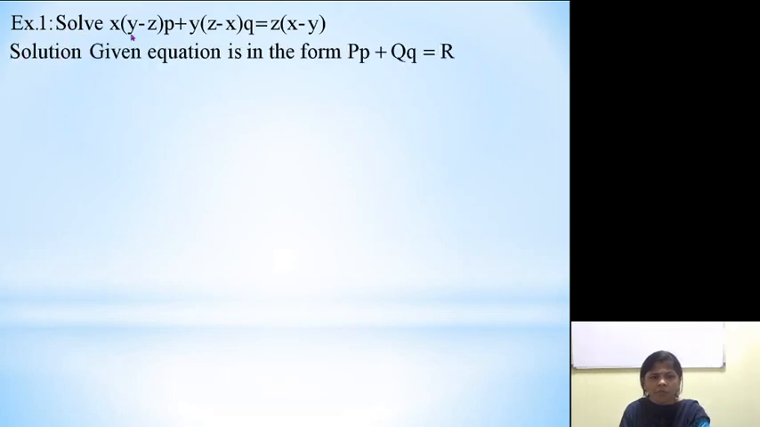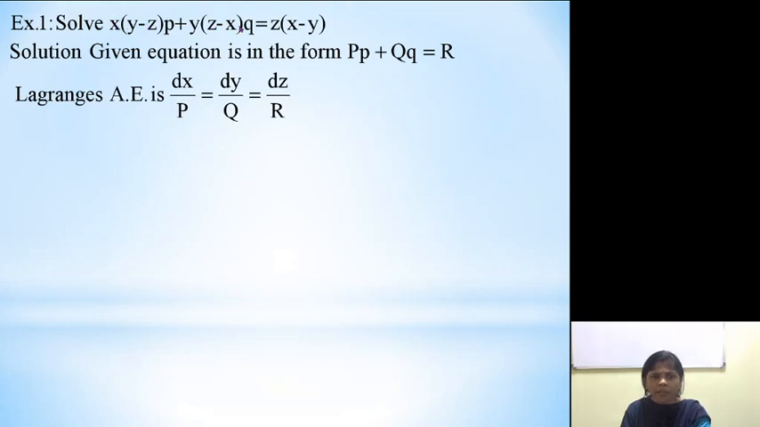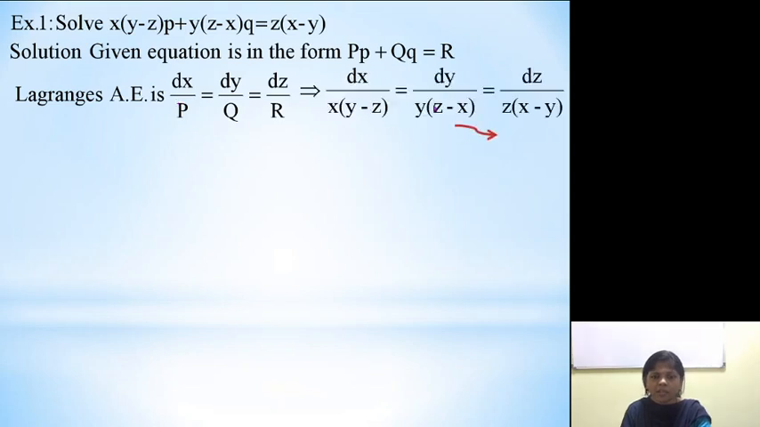Here I am taking the first example: solve x(y minus z)p plus y(z minus x)q equals z(x minus y). As per the procedure for solving Lagrange's equation, we have to put it in the standard form, Pp plus Qq equals R. It is already in the standard form. We identify P as x(y minus z), Q as y(z minus x), and R as z(x minus y). Accordingly we write the Lagrange's auxiliary equation. Let us call it equation 1.